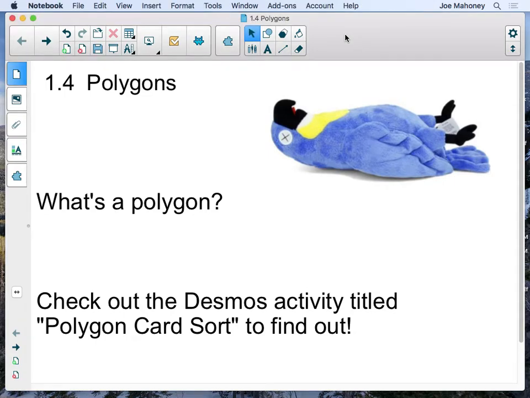All right, bad math joke time. No, a polygon is not a dead parrot. Bad math joke.